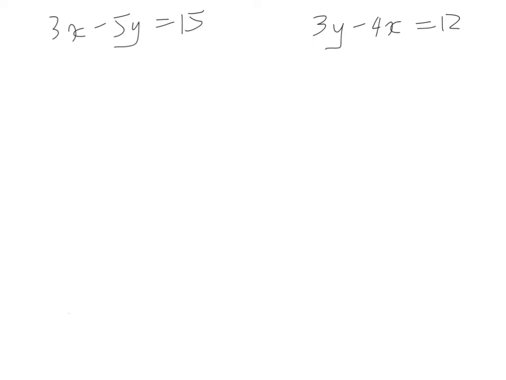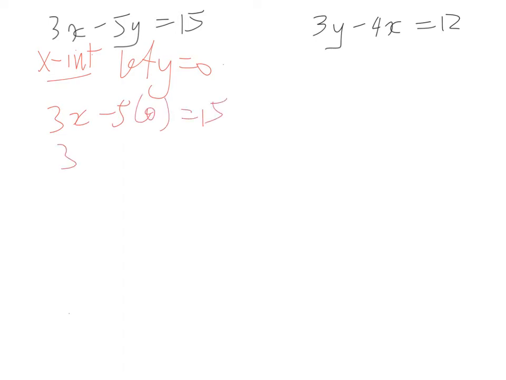Okay, so if we want to find an x-intercept, we let y equal 0. So therefore we've got 3x minus 5 times 0, which is 0, equals 15. So x equals 5. So we've got a coordinate at 5 and 0.